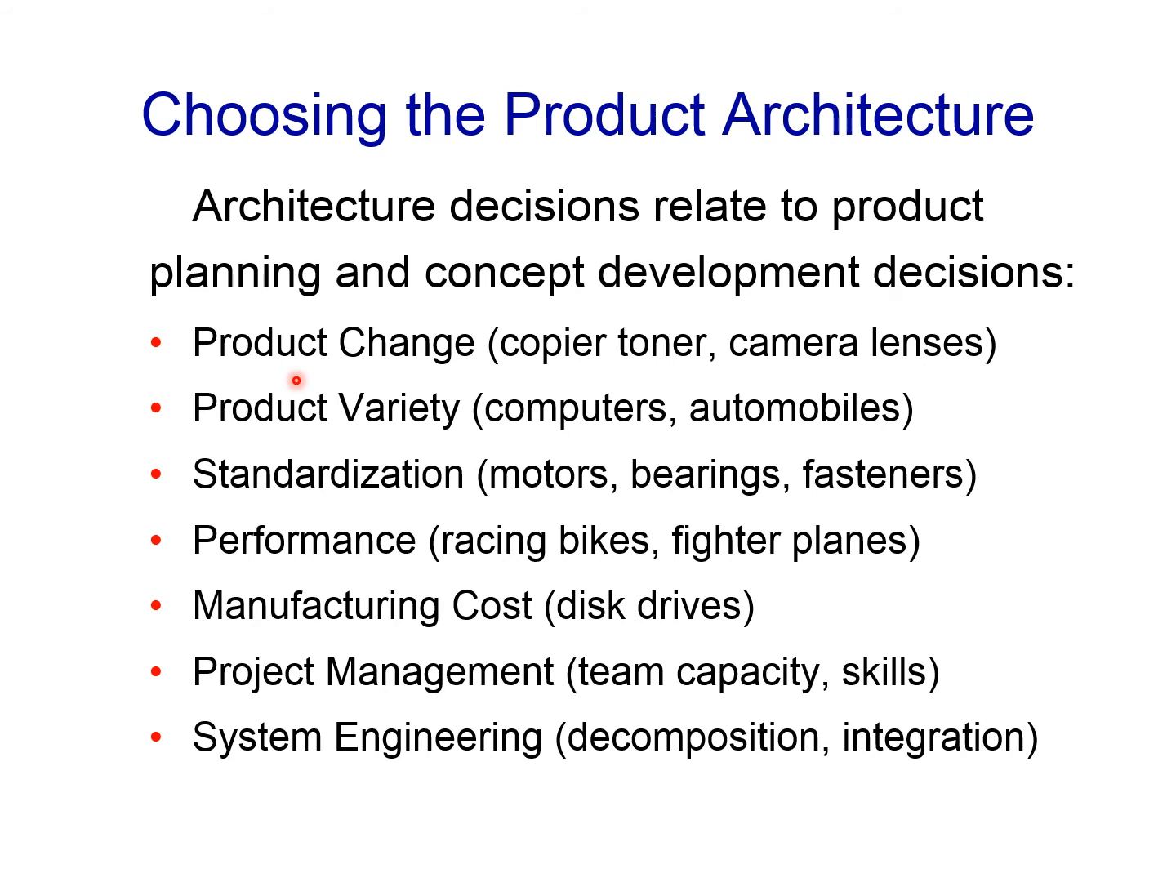We can create the variety in production too. Classic examples are computers, where you have different disk drive sizes or screens, etc. Automobiles are also another example where you have different colors, radios, sunroof, no sunroof, etc. Hundreds of combinations are possible. Standardization.